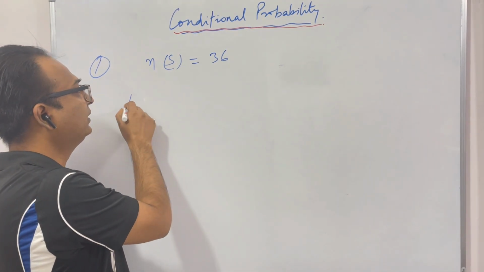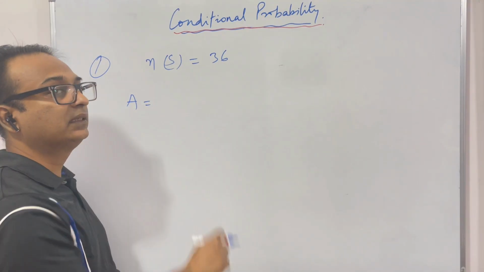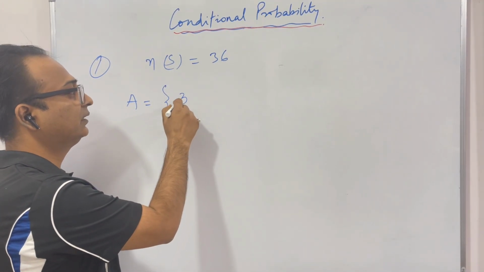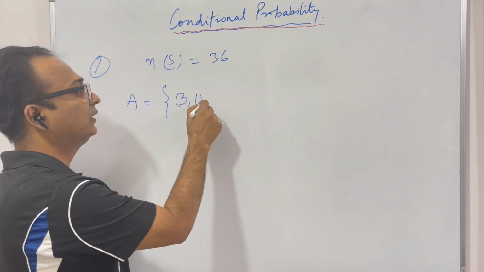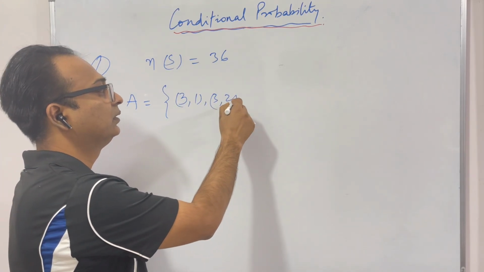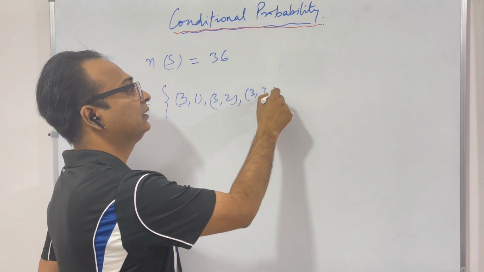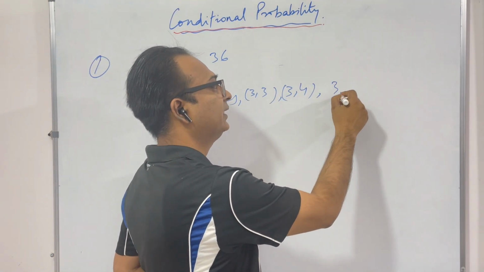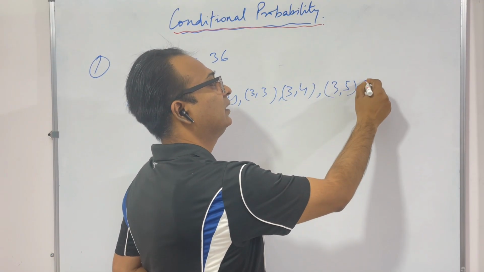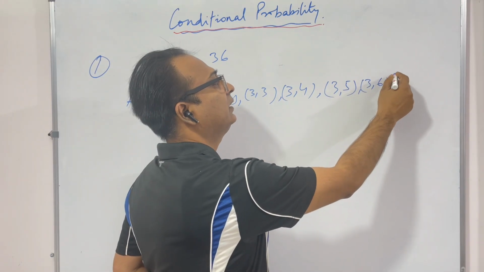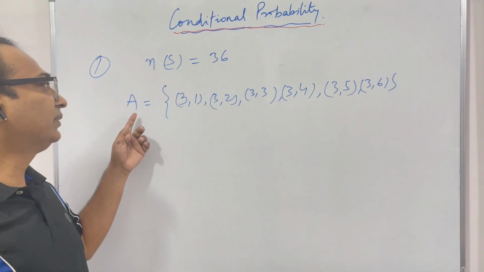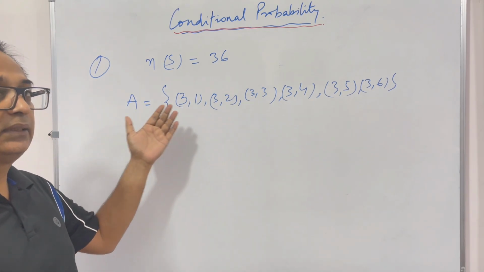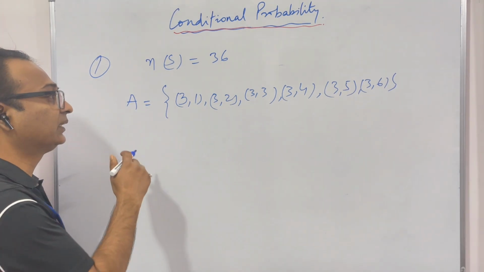What will be A? The event of getting a 3 in the first throw only, so that will be (3,1), (3,2), (3,3), (3,4), (3,5) and (3,6). So this is A, the event of getting 3 in the first throw. So this is the set that corresponds to that.